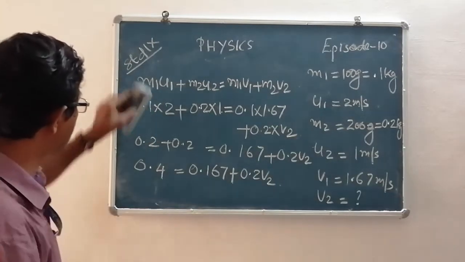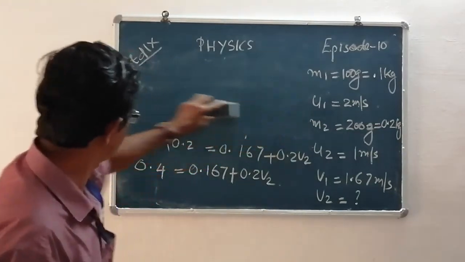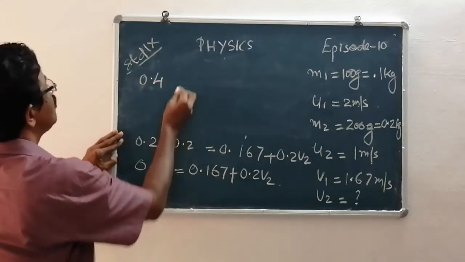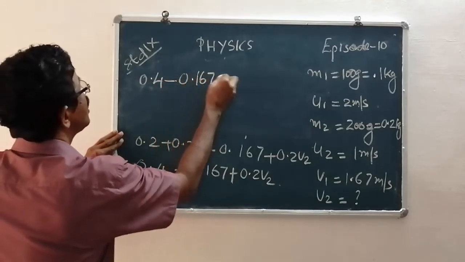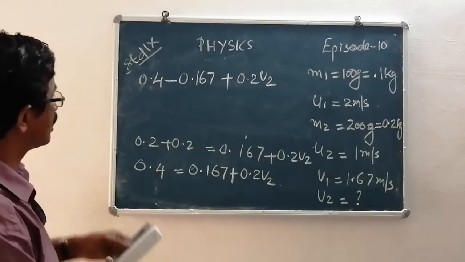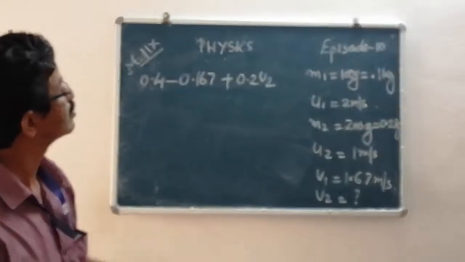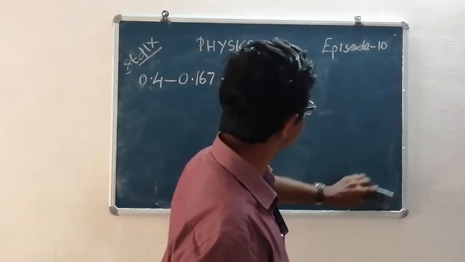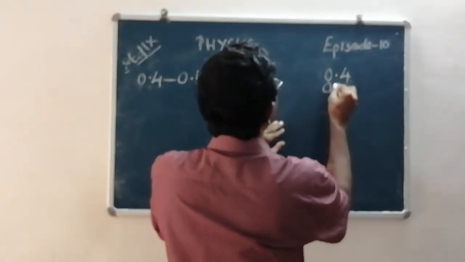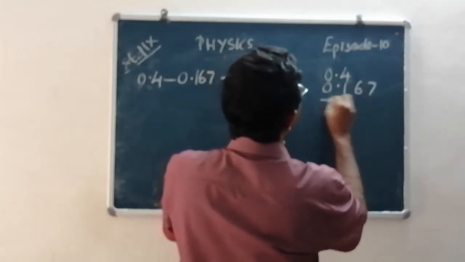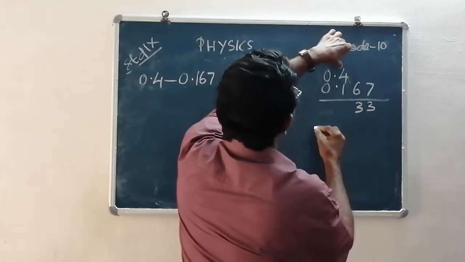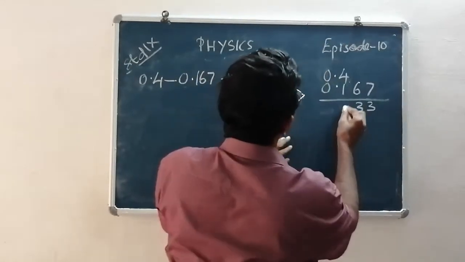Now for simplification, see, 0.4, this plus quantity when we bring this side, it becomes minus 0.167 plus here 0.2 v2. Now we can subtract this one. When we subtract it, see what we will get from 0.4 minus 0.167. We can take 10 minus 7, 3, from 9, 6, 3. Here 1 is taken, remaining is 3. 3 minus 1, 2.